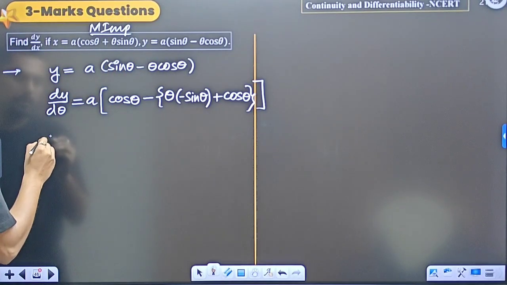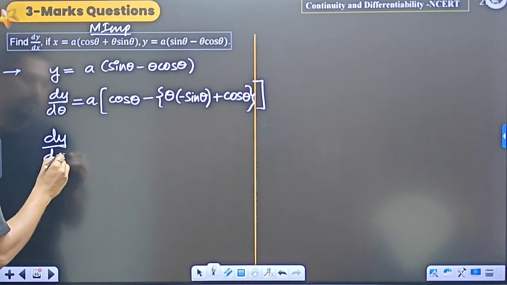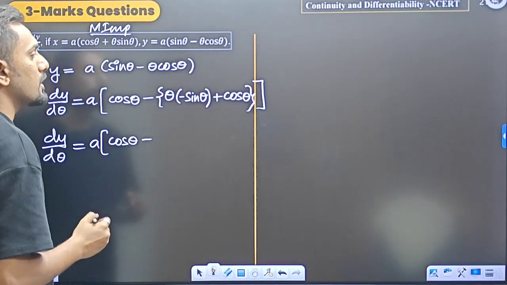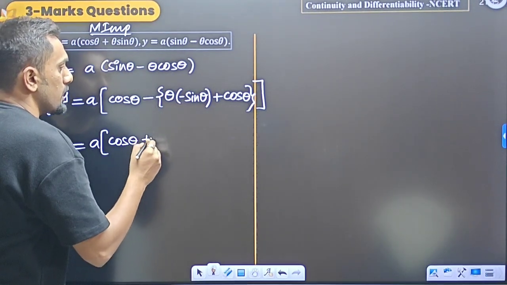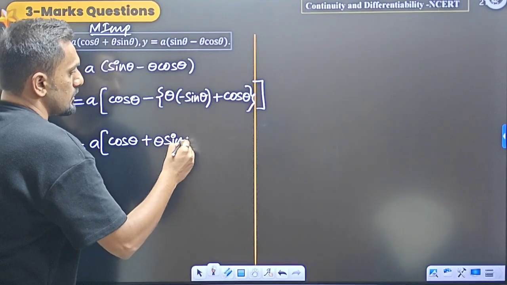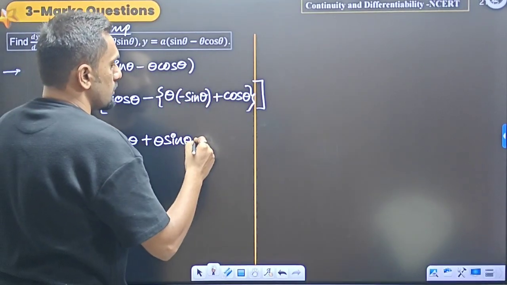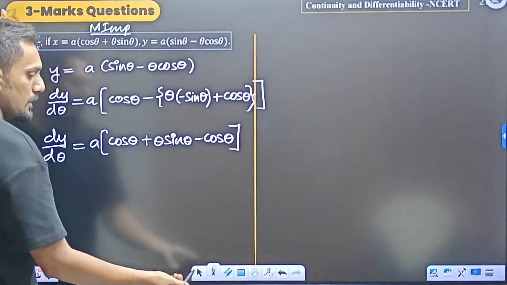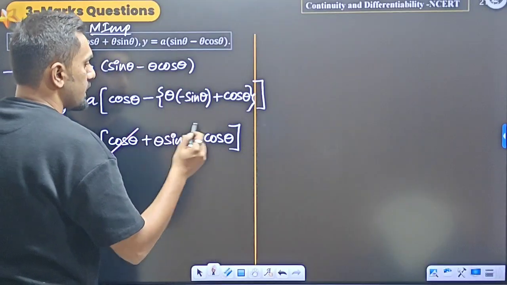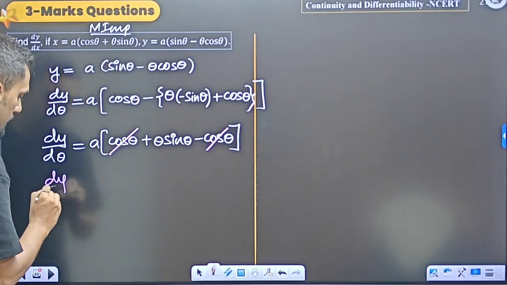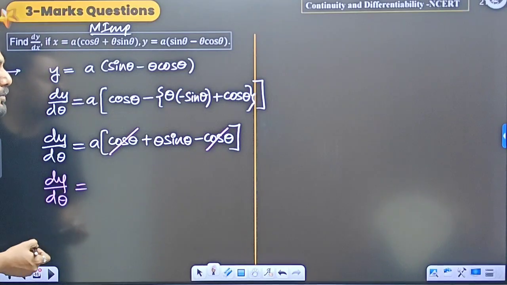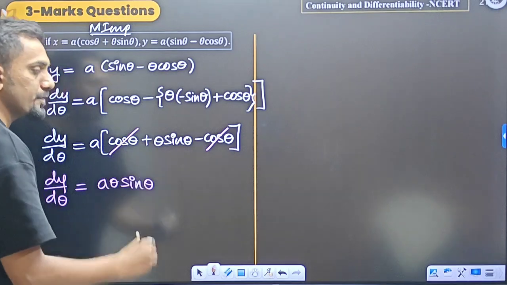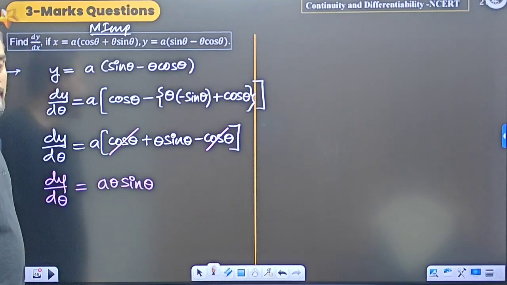If I simplify further, it becomes a into cos theta, minus into minus becomes plus theta sin theta, then minus into plus will be minus cos theta. Plus cos theta and minus cos theta get cancelled. So dy by d theta is equal to a theta sin theta.